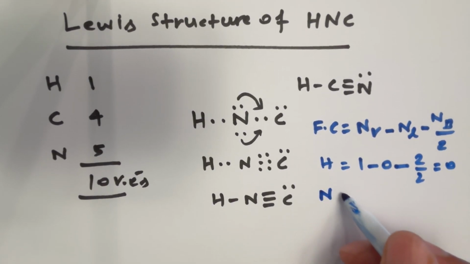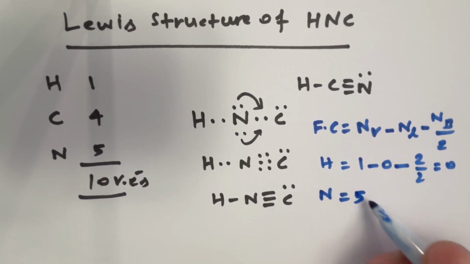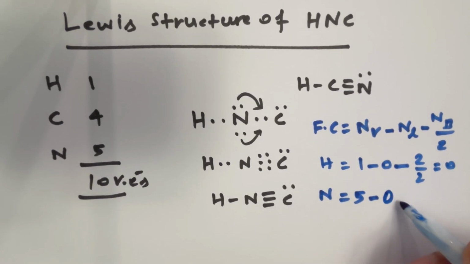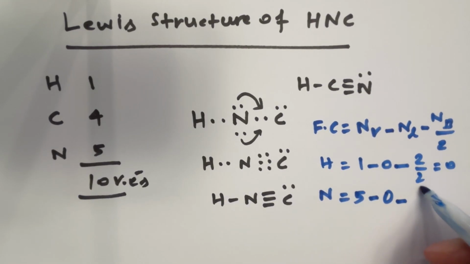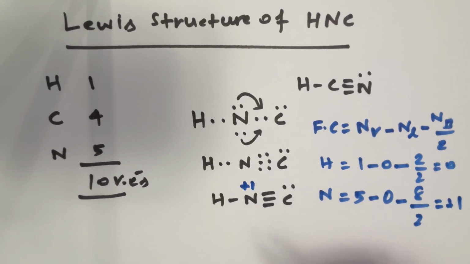For nitrogen, we have 5 valence electrons in the atom, no lone pairs. So, 0 here, minus we have 4 bonds around nitrogen, therefore 8 by 2. So, 5 minus 4, that is +1. So, that +1 formal charge we need to explicitly specify. When the formal charges are non-zero, we have to explicitly specify it. If it is 0, we do not have to explicitly specify.